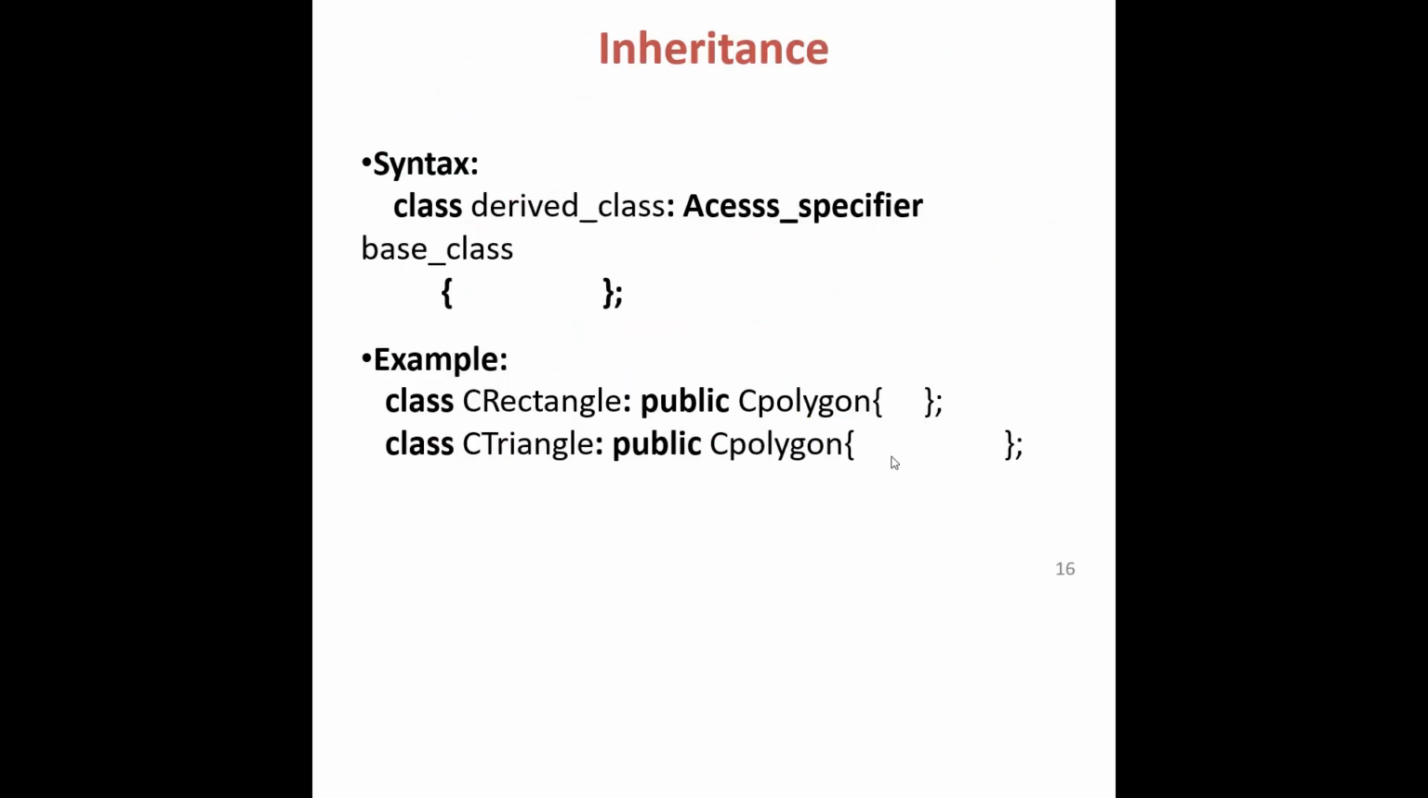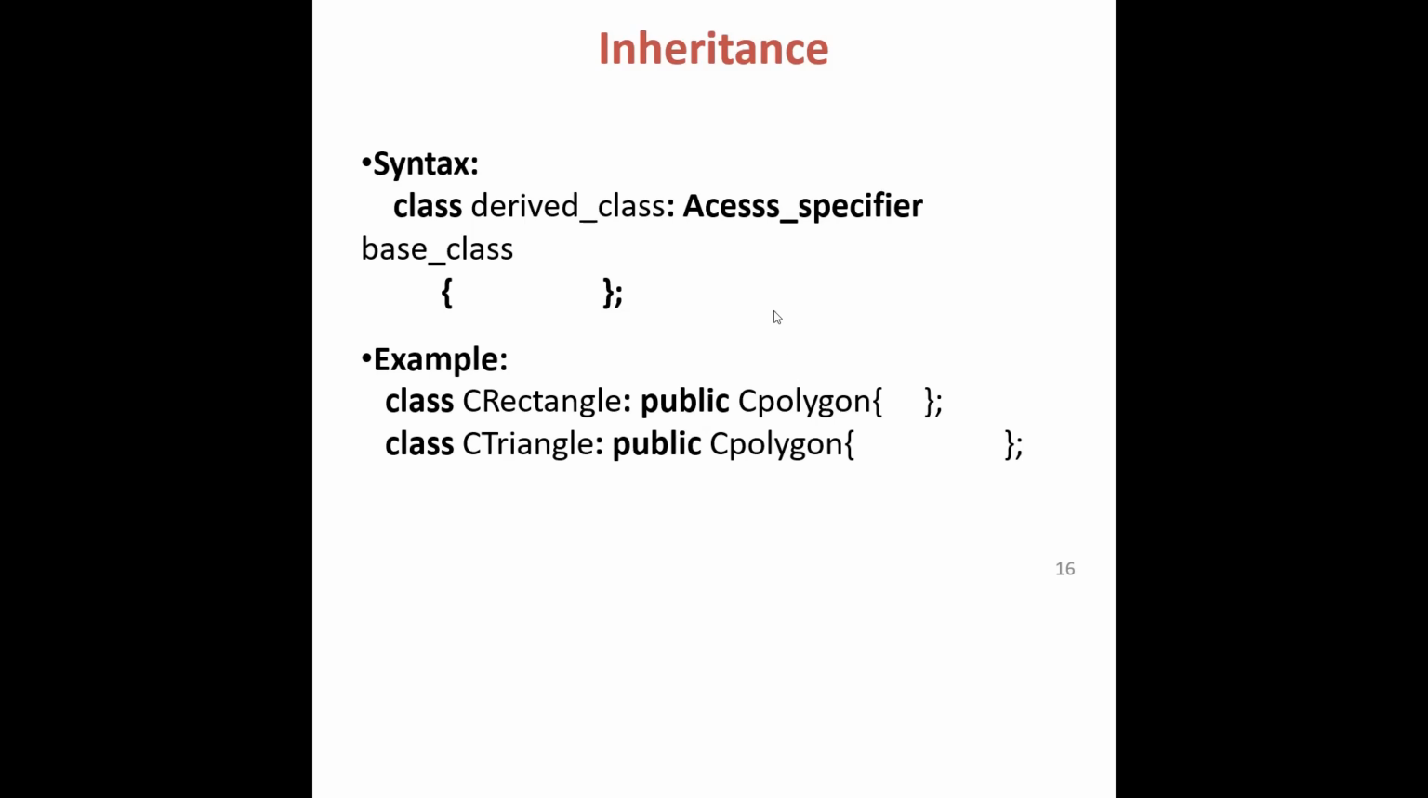This is the declaration of inheritance syntax. class derived class colon access mode, then the name of the base class, then open curly bracket, then you can write the code, then close curly bracket and semicolon. Example: class CRectangle colon public CPolygon open curly bracket close curly bracket semicolon. Then class CTriangle colon public CPolygon open curly bracket close curly bracket semicolon.